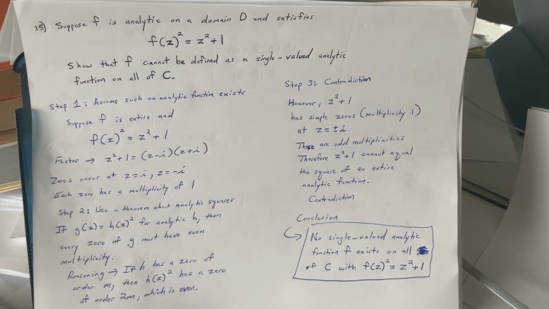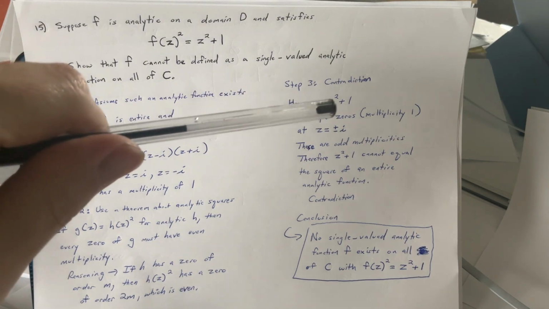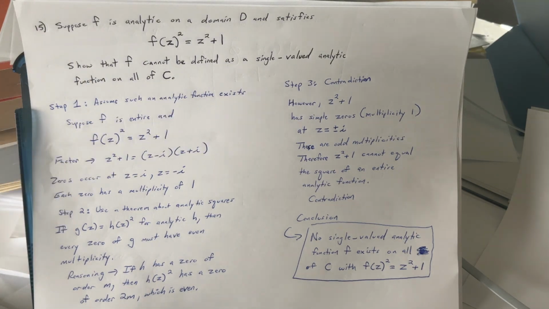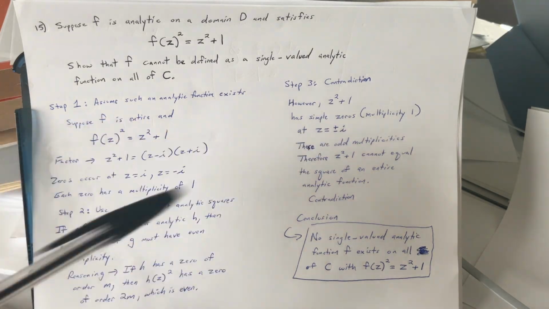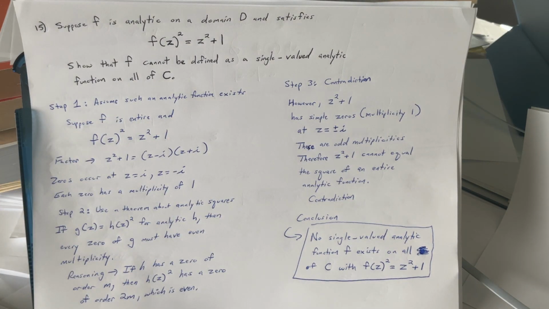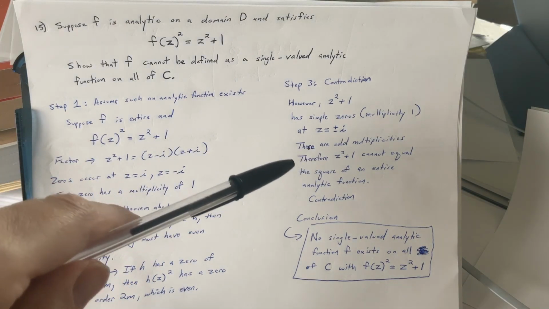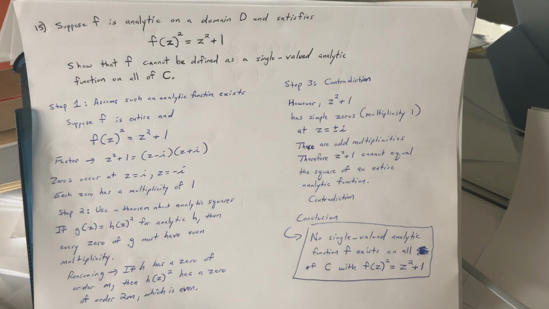Okay, so for step 3, we have a contradiction. However, z squared plus 1 has simple zeros, a multiplicity of 1, at z equals plus or minus i. In this situation, these are odd multiplicities. Therefore, z squared plus 1 cannot equal the square of an entire analytic function. There's a contradiction here for number 15.